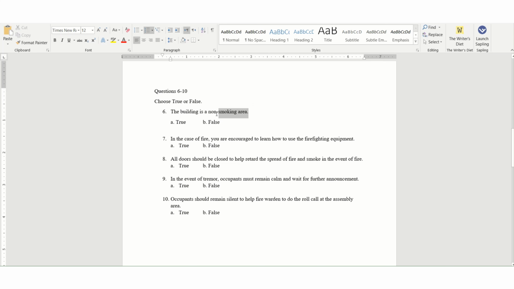Because the statement given to you, the building is a non-smoking area, is an absolute kind of statement. However, in the recording, it is stated that, for example, a certain floor or area is designated as non-smoking, while certain places are dedicated to those who want to smoke. Okay, so be very careful about this.